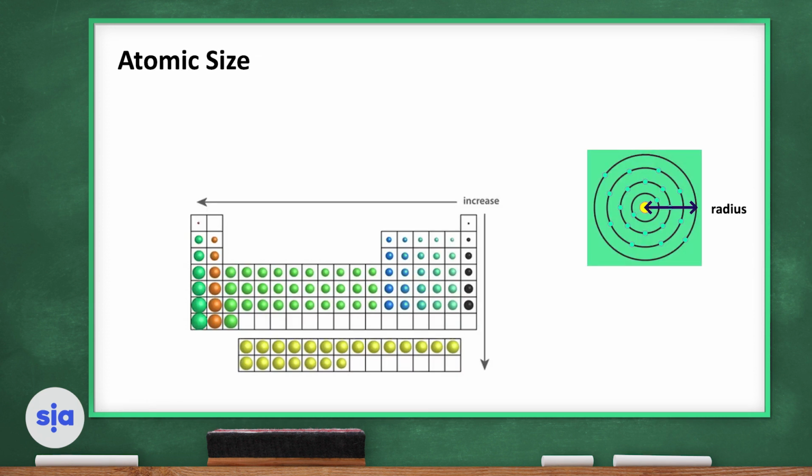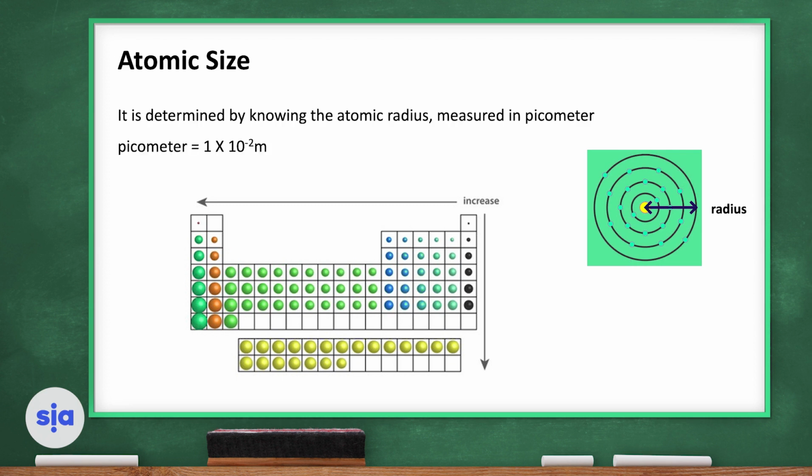What is the atomic size? Atomic size is the radius between the nucleus and the outermost shell. This is the length, or we call it the radius of the outer circle. This is called atomic size, and it is measured in picometer. Picometer actually is equal to this number, 1 times 10 to the power -12 meter.